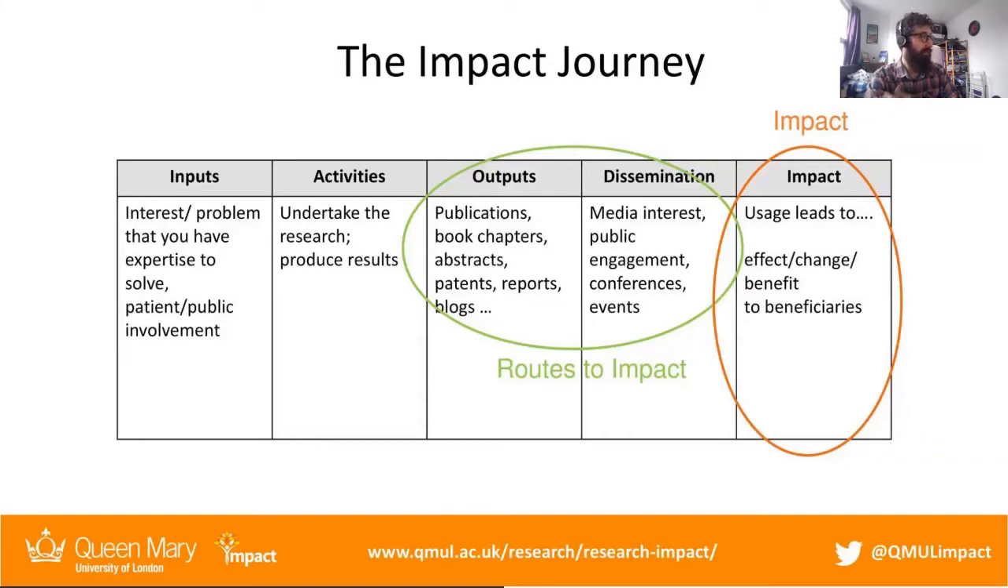So the first thing in the impact journey: you have to have that problem, or that interest, that your expertise as a researcher can solve. And likewise, that can also involve PPIE, in terms of patient and public involvement and engagement.